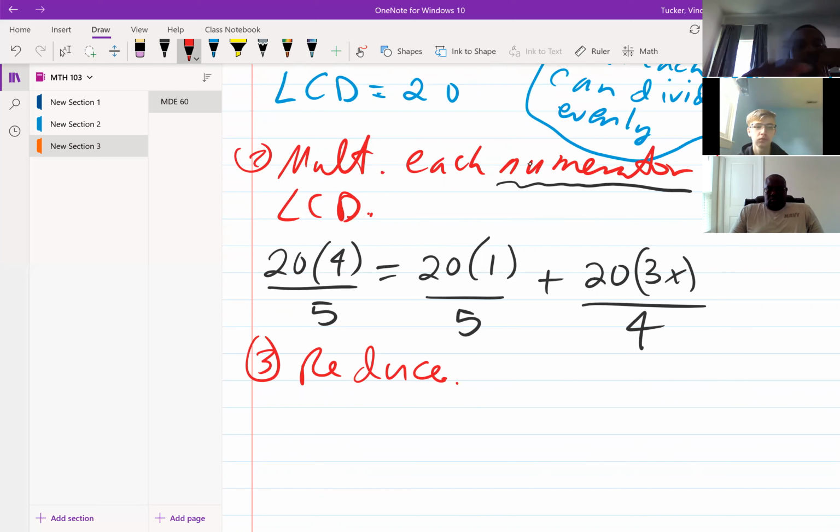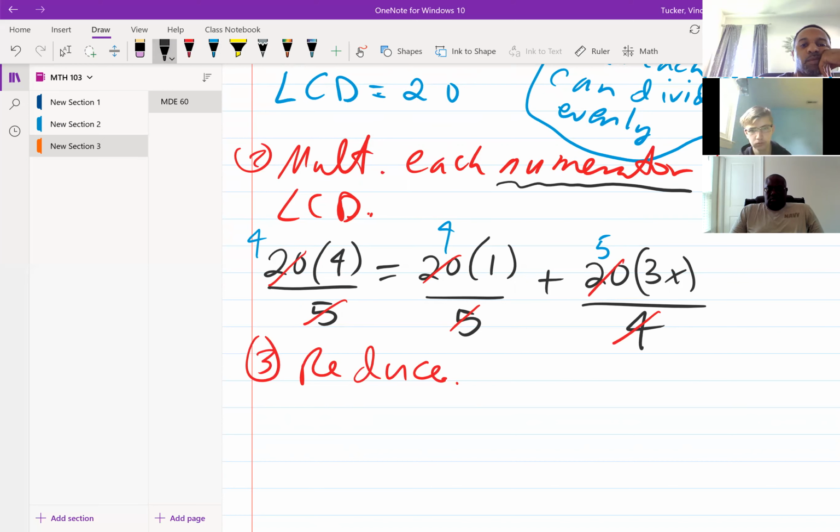So we're going to reduce or simplify. We notice 5 can go into the 20, leaves you with 4. And then 4 divides into 20, leaves you with 5. So what you're left with is 4 times 4. No. 4 times 1.